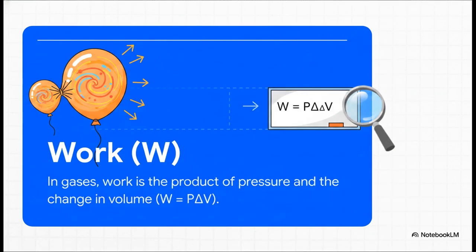And finally, there's work, which we call W. This is the payoff. This is the useful thing we get out of all this energy. When the gas inside the balloon expands, it physically pushes the fabric outwards, making the whole thing inflate. That push over a distance, that change in volume, that is work. It's energy being put to use to do something tangible.